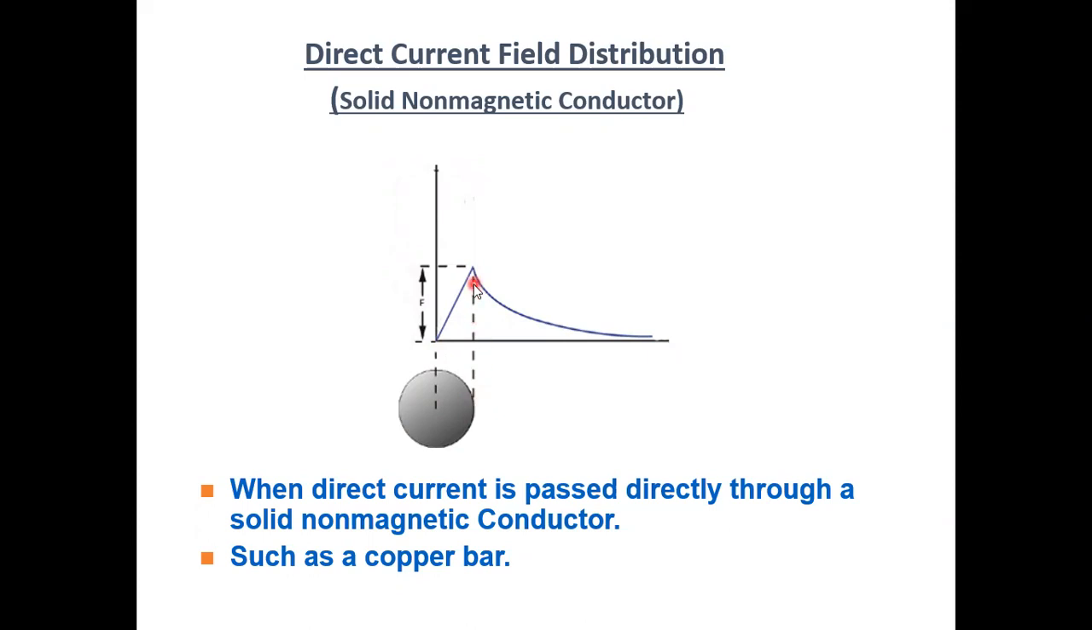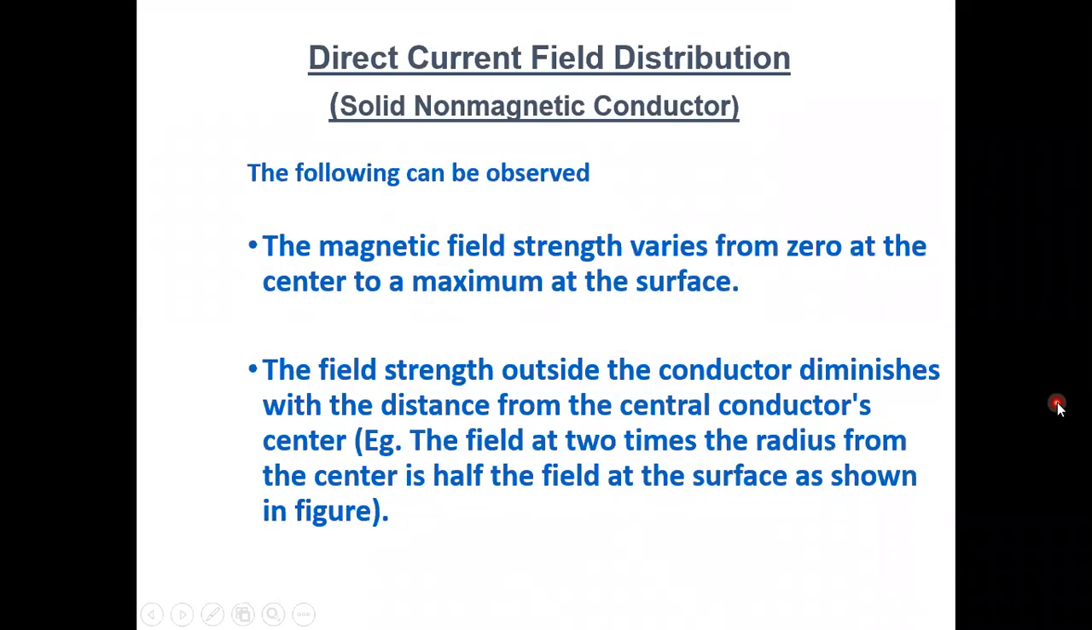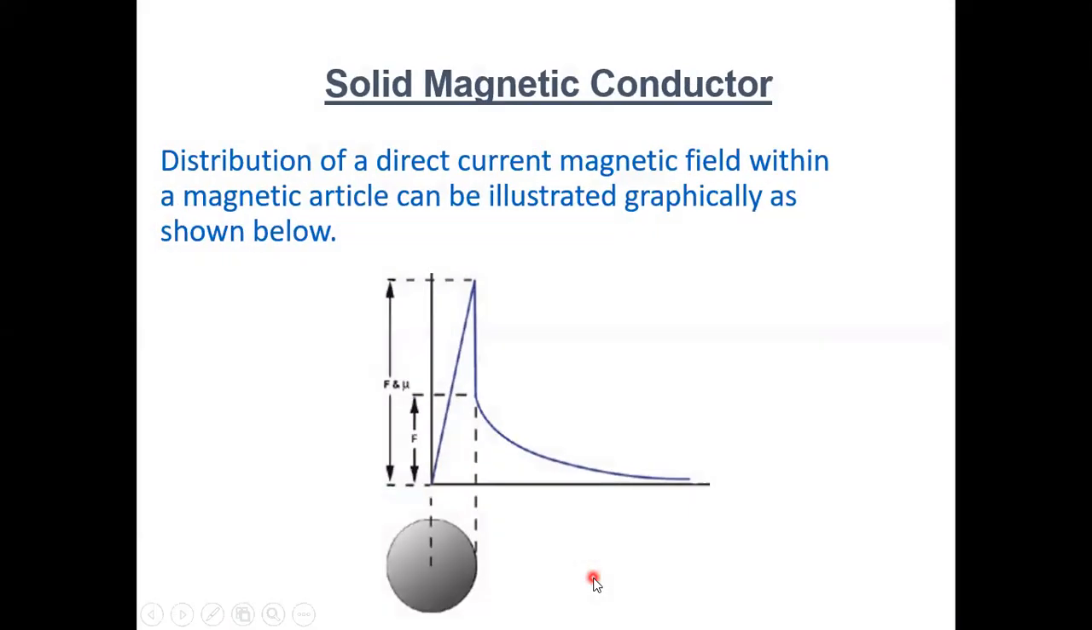But you see here very carefully, just outside the surface of the conductor, the field is reduced. So when direct current is passed directly through a solid non-magnetic conductor such as a copper bar, the following can be observed. The magnetic field strength varies from zero at the center to maximum at the surface. The field strength outside the conductor diminishes with distance from the conductor center. So these are the things we saw there.